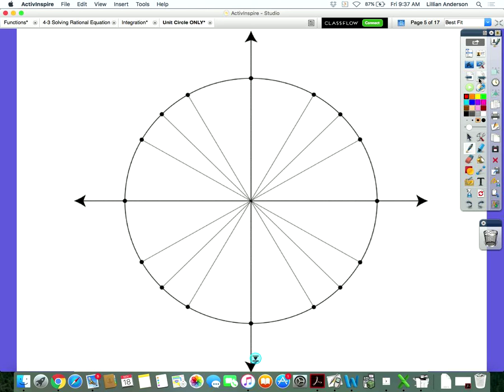So in the unit circle, you have degrees. You also have radians, and you also have ordered pairs. We're going to go through. We're going to find everything.